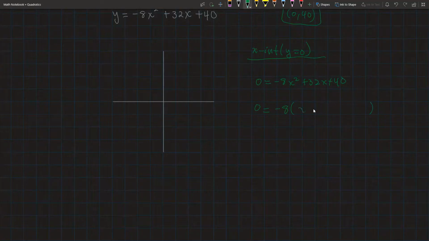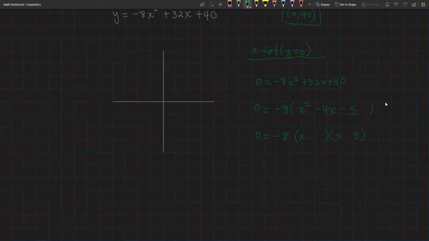So this should become negative 8 times (x squared minus 4x minus 5). Double check that. Positive divided by a negative is a negative, and a positive divided by a negative is a negative. So therefore, we're going to try and factor this completely. It's not fully done. The inside part doesn't have a greatest common factor anymore, so we're going to look for the product and some ideas. There are two numbers that can multiply to a negative 5 that can combine to a negative 4.